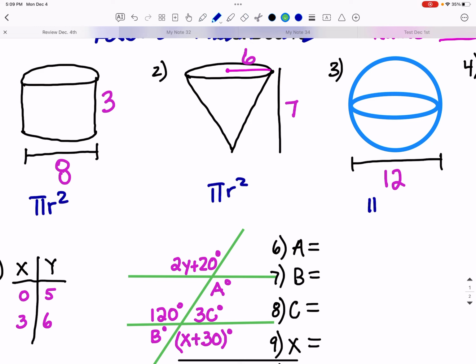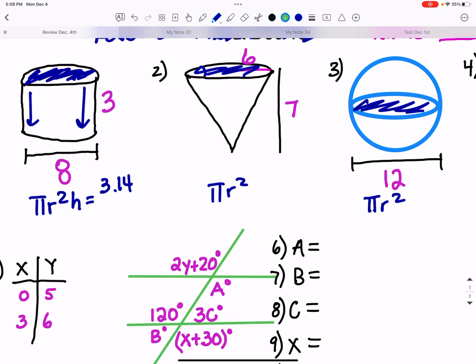If I give this pirate square some height, I make it a cylinder. So my pirate square, my pi, 3.14, times the radius. What is the radius here? Well, the radius is halfway. This is 8, so halfway is 4. Radiuses go to the middle of a circle. So my pi times my radius twice, pi r squared, times the height, which is 3.